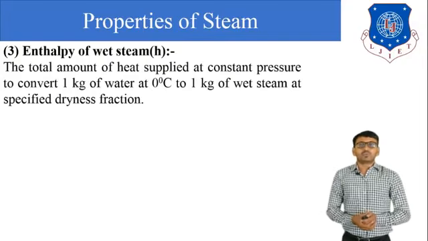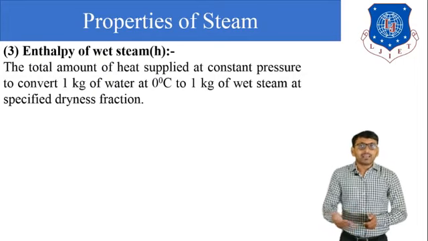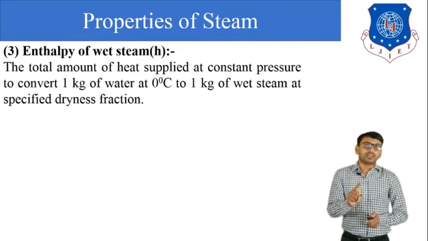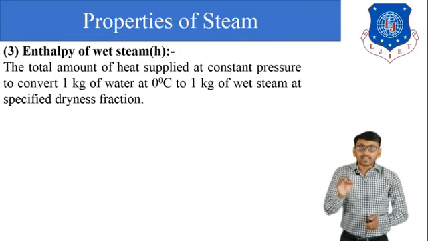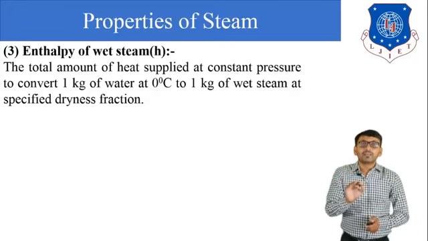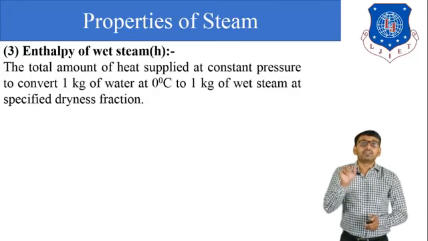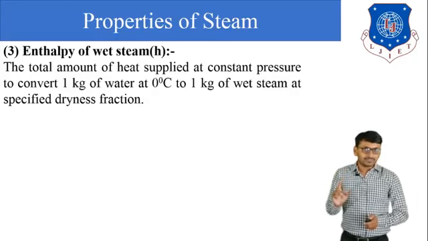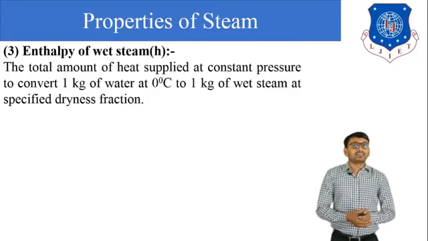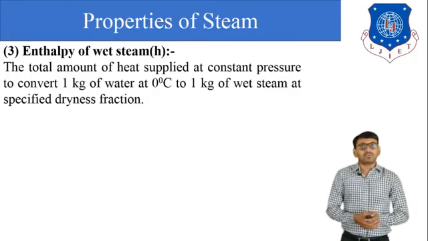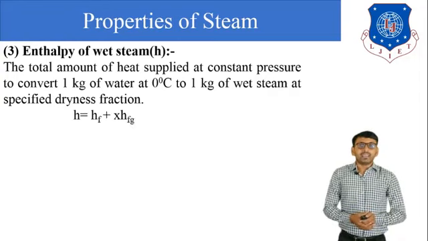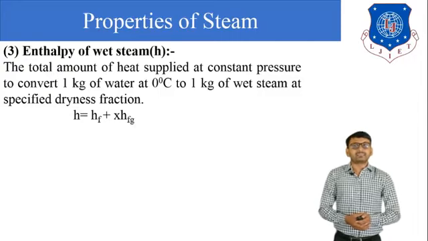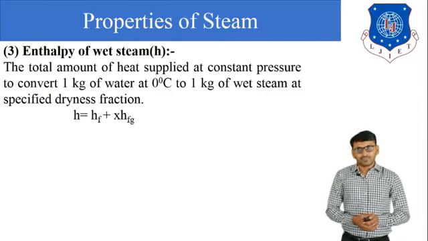So the total amount of heat energy supplied at constant pressure to convert 1 kg of water at 0 degree Celsius into 1 kg of wet steam at a particular dryness fraction. So the dryness fraction is denoted by X, which we have already discussed. So h is equal to Hf plus X Hfg.